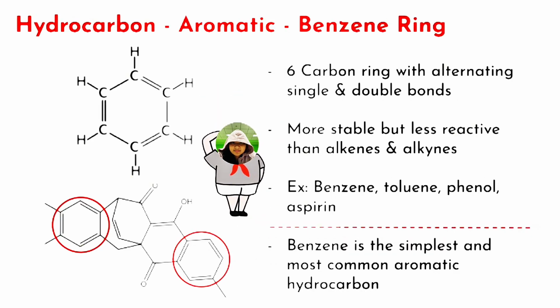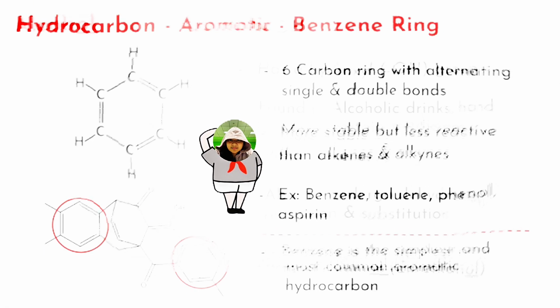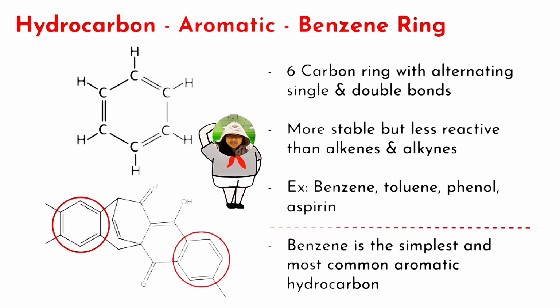Okay, so I'm going to talk about the benzene ring. This is the basic structure, a 6-member ring with alternating single and double bonds, commonly found in compounds like benzene, aspirin and phenol. It's very stable due to aromaticity and prefers substitution reactions over addition reactions.